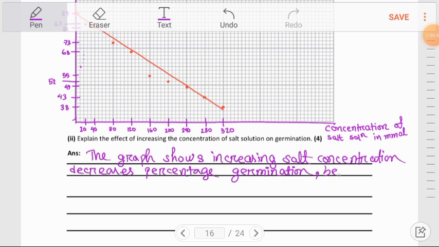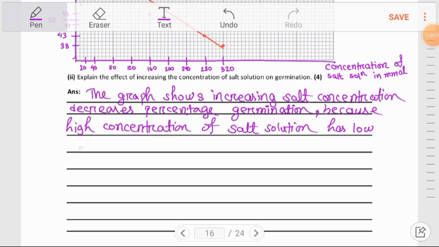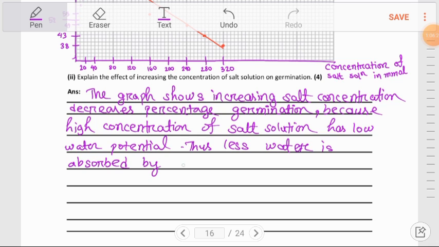Germination because high concentration of salt solution has low water potential, thus less water is absorbed by osmosis to activate the enzymes. So with this, our question number 7 ends. I hope it was clear enough for you all to understand.